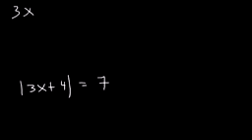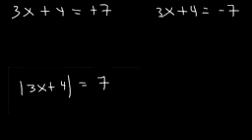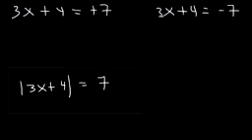So the first equation is 3x plus 4 is equal to positive 7. And the second equation, everything on the left side we're going to keep the same, but on the right side, we're going to change the sign. We can make it negative 7. And now let's find the value of x.